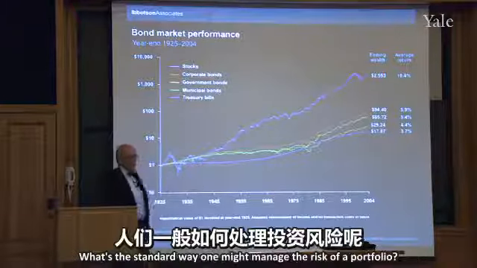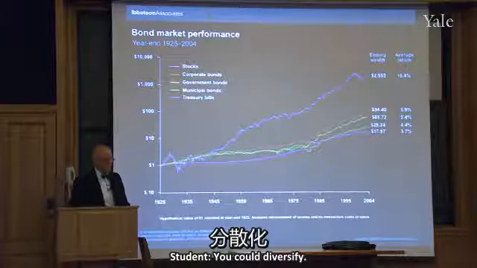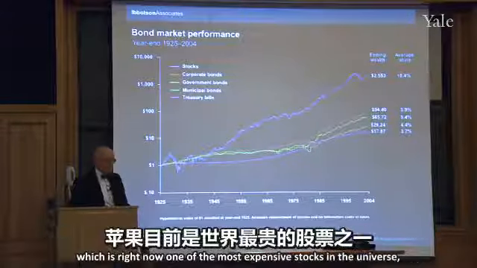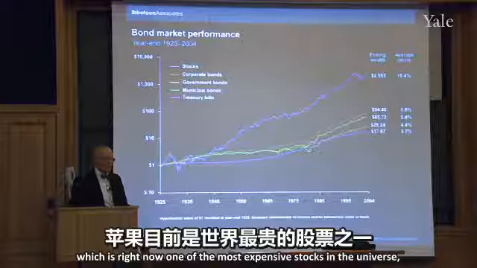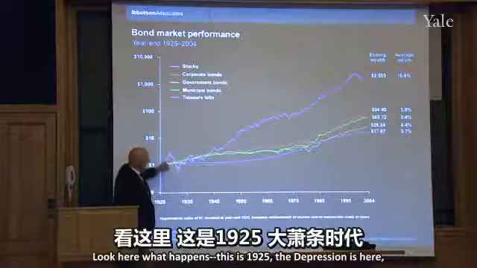Well said. And what's the standard way one might manage the risk of a portfolio? You could diversify. So we wouldn't put all our money in mining stocks or even in Apple, which is right now one of the most expensive stocks in the universe. But the equity premium is huge. And look here what happens.